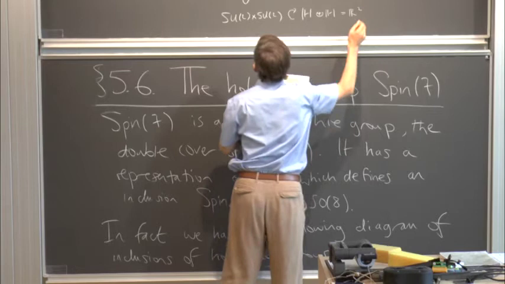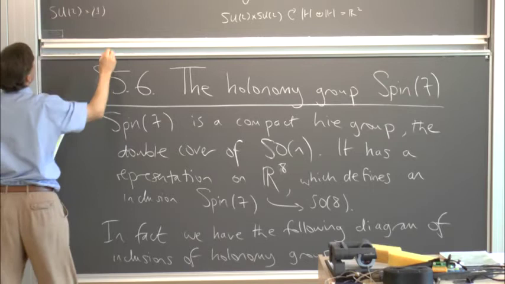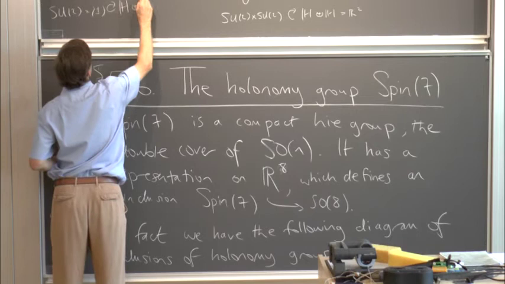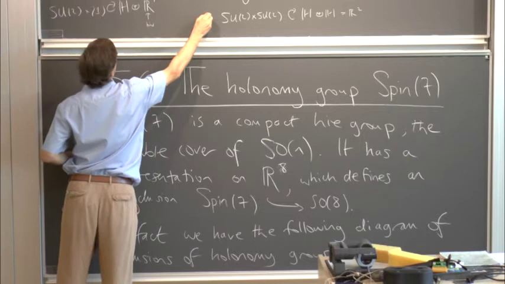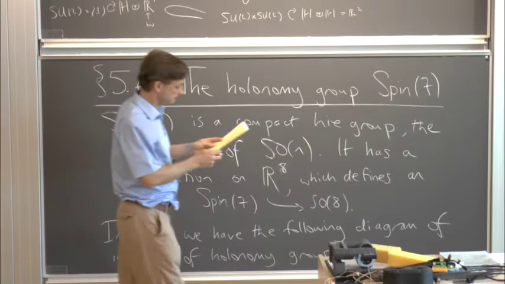And here we can take just SU(2) × {1}, acting on H or C^2, direct sum R^4, where the action here is trivial. And that can be included there. Okay, so there's a whole tree of interesting holonomy groups there.